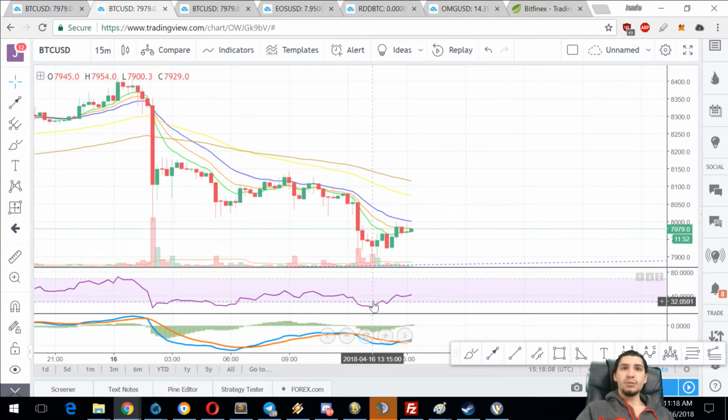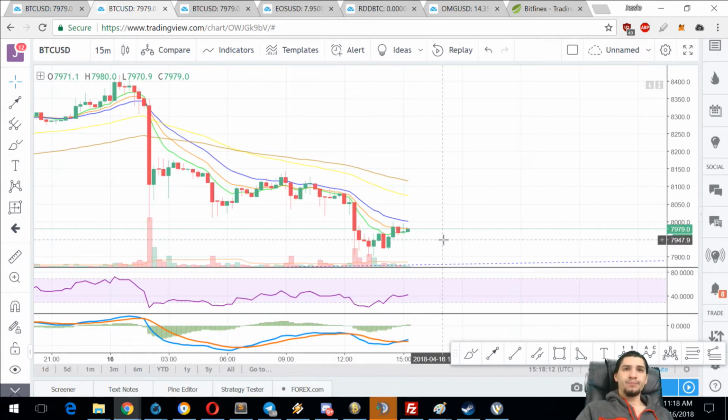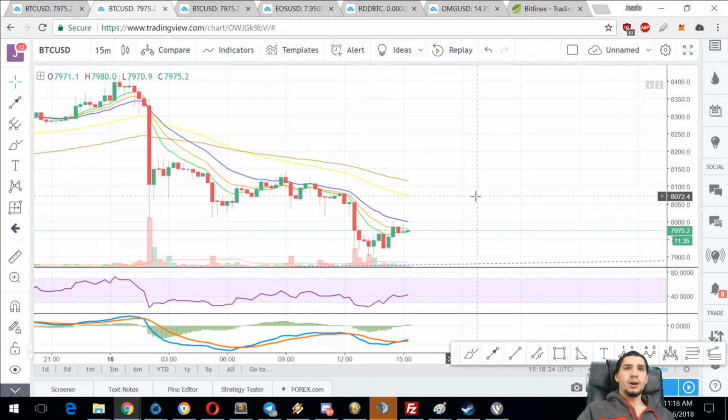RSI has bounced, price action, testing some lines in here. I don't know, I guess if you tested a buy, I don't know how much upside you really have here. Because likely what's going to happen, we'll probably come up to our 55 EMA and find some resistance up there. So that's only a move of $100. So that's not necessarily worth it.